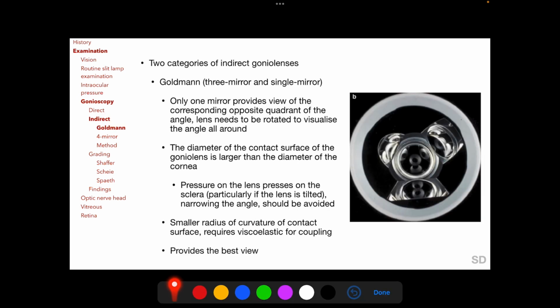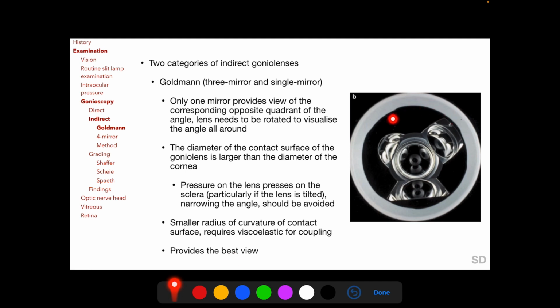Indirect gonioscopy can be done either with the Goldmann lens or with the 4-mirror lens. With the Goldmann 3-mirror or single mirror lens, only one mirror provides view of the corresponding opposite quadrant of the anterior chamber angle, so the lens needs to be rotated to visualize the angle all around. The diameter of the contact surface of the Goldmann lens is larger than the diameter of the cornea. So pressure on the lens presses on the sclera, narrowing the angle, and thus pressure on the gonio lens should be avoided while performing gonioscopy. The contact surface of the Goldmann lens has a smaller radius of curvature as compared to the cornea, and thus requires viscoelastic for coupling. However, the Goldmann lens is said to provide the best view of the angle.